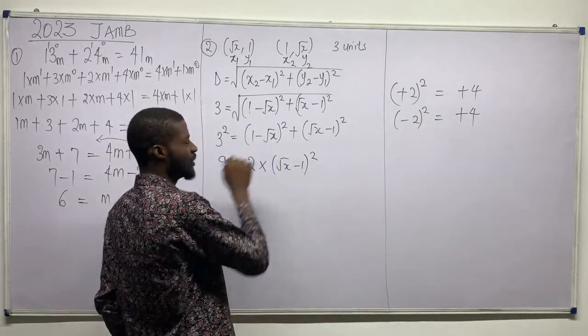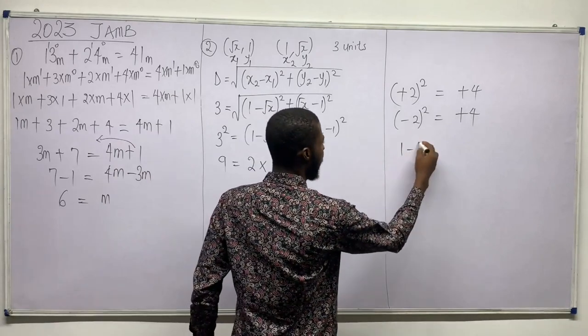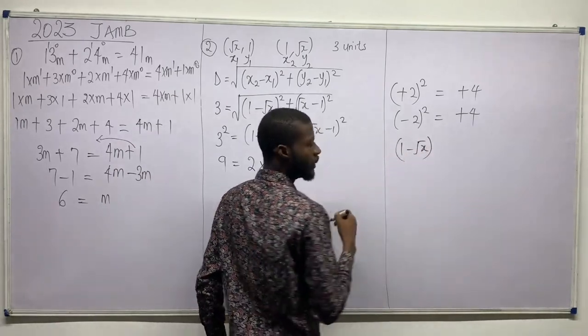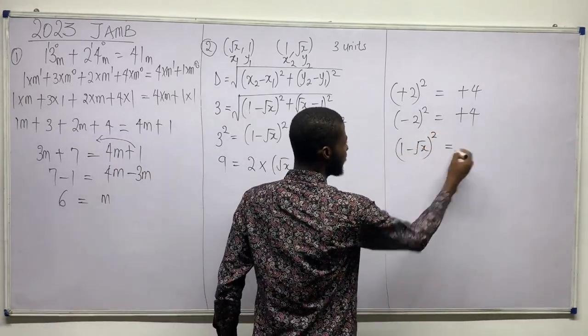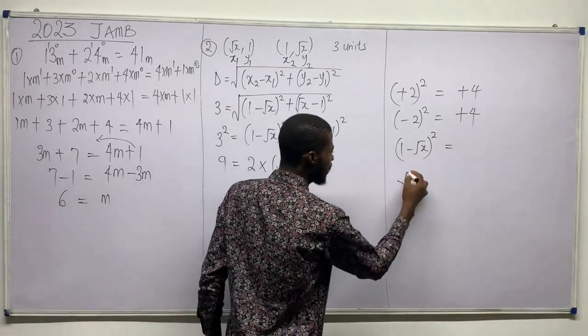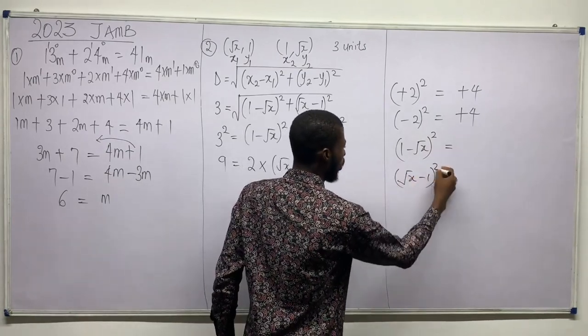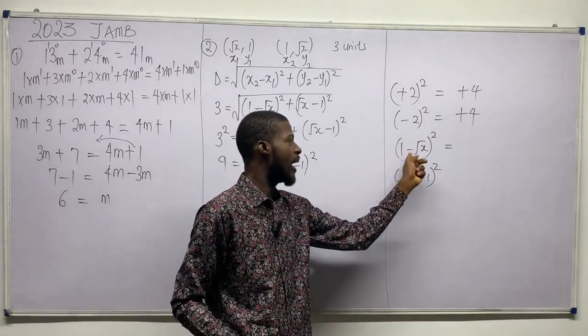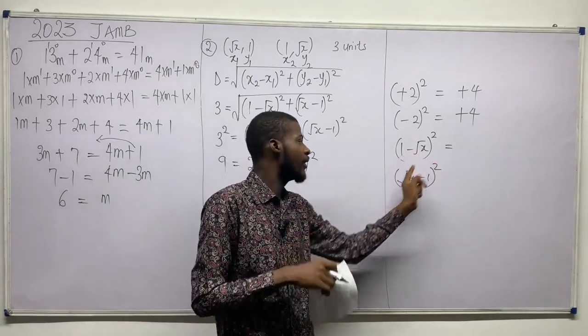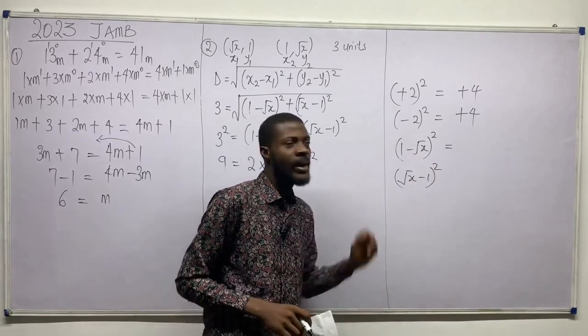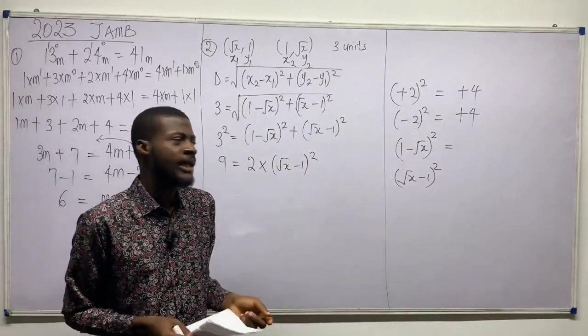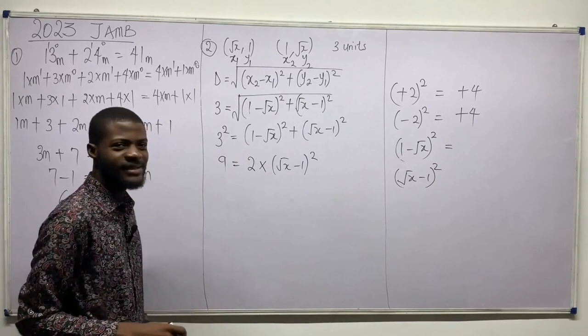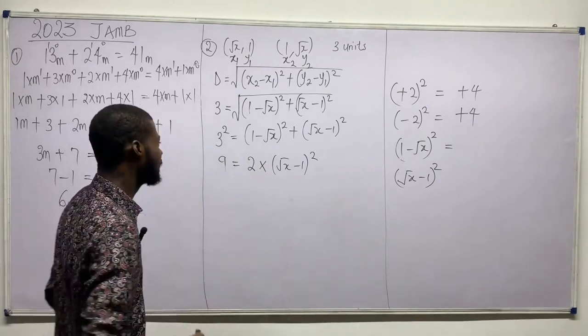The same thing is happening here if you try to find out. This is 1 minus root x, right? Okay. (1 minus root x) all squared is the same thing as (root x minus 1) all squared. Because if you multiply this 1 minus root x with a minus sign, you will find out that you have root x minus 1. So they're both the same algebraically. So I'll just double it. It's much better in a way.